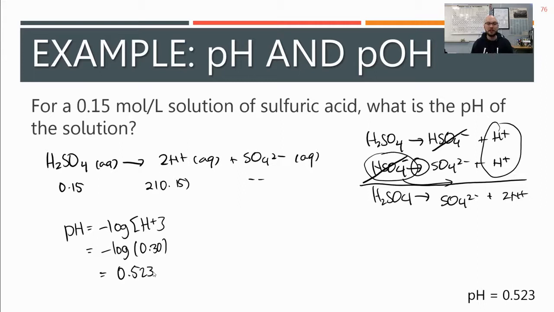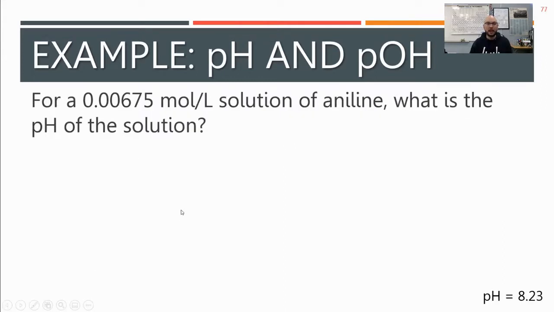On this slide here, we have a calculation for aniline, which is a weak base. So anytime we see anything that ends in ine, we're going to be using our reference book to figure out what that formula is going to be. Aniline is in here under the bases. Okay, so aniline at the top there, C6H5NH2.